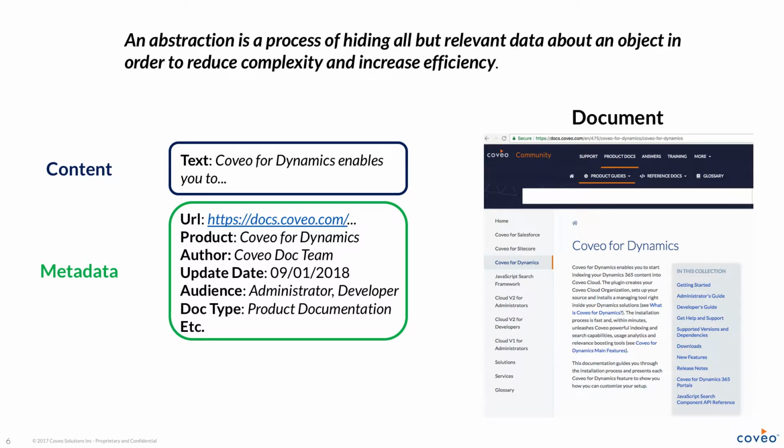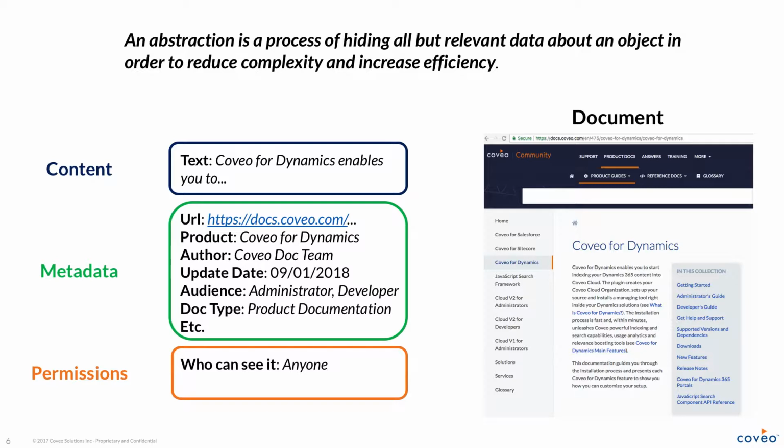Now, there's one more piece of information missing to fully describe a document. It's not obvious at first. It's the notion of who can actually see this document. In other words, the permission around who can access this document and what they can do to it. In this case, it's simple. It's a public document, so anyone can access it. But it might not be the case for all documents.